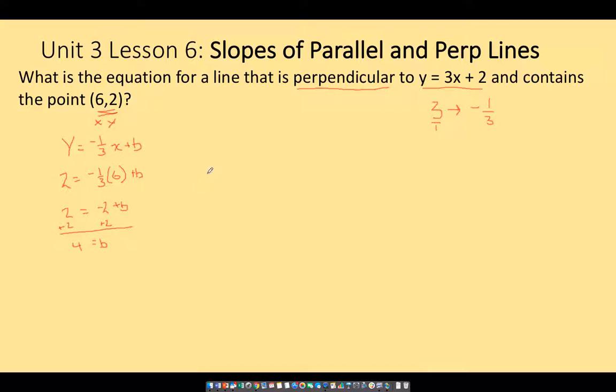Ironically, a lot of students accidentally go back and use the original slope at this point. Don't do that, okay? Use this slope. This is the one that we wanted. You're just taking this 4 and plugging it straight into this guy. So y equals -1/3 x plus 4. And that is how I write an equation for a line that's perpendicular.